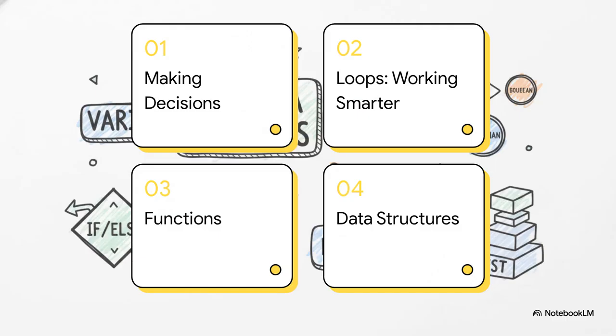Okay, so here's our roadmap for this explainer. First up, making decisions with conditionals. Second, loops, working smarter, not harder. Third, functions, which are like your own small machines. And finally, organizing data with structures.